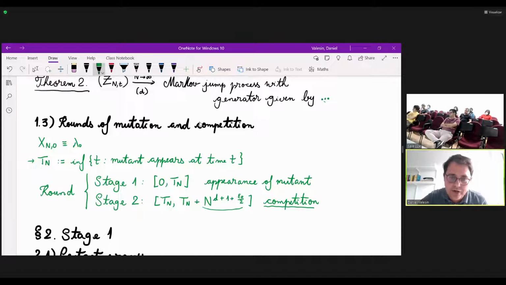The idea of this number here, n to the power of g plus 1 plus epsilon 0 over 2, is that this will be more than enough for the competition to be resolved, but it's not enough for another mutant to appear. Because I don't want another mutant when the 2 types are fighting. I don't want a third type to appear. So this is the notion of a round.